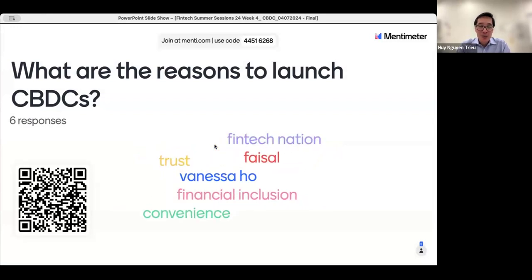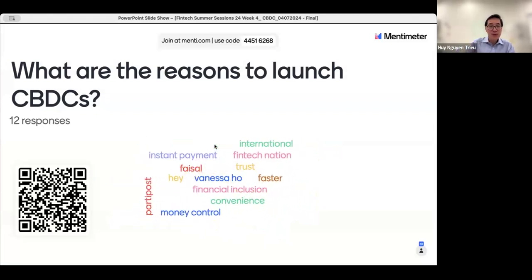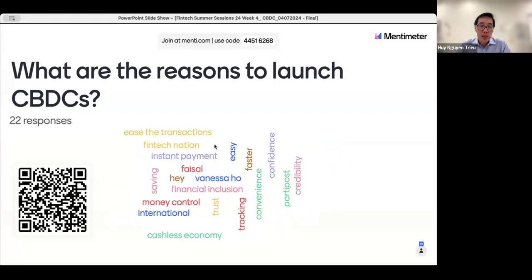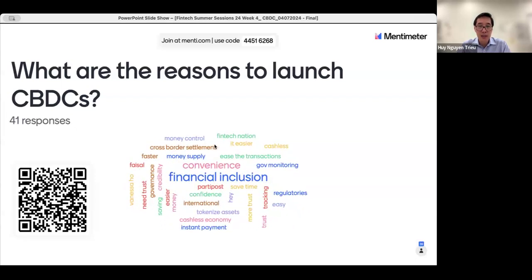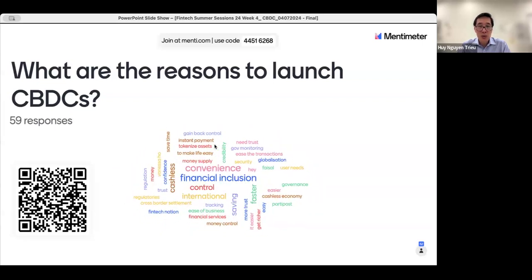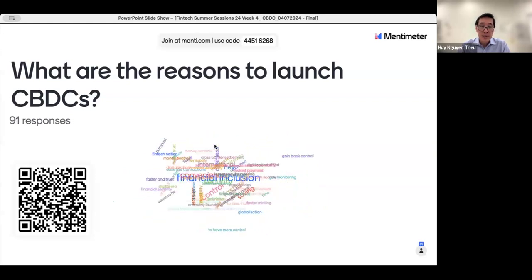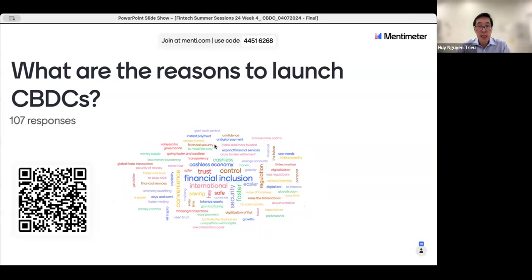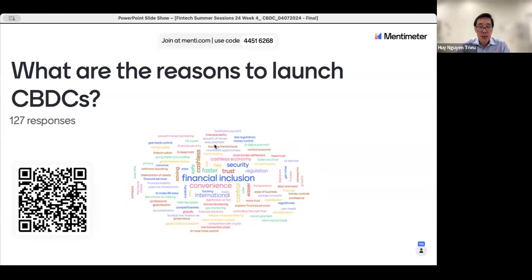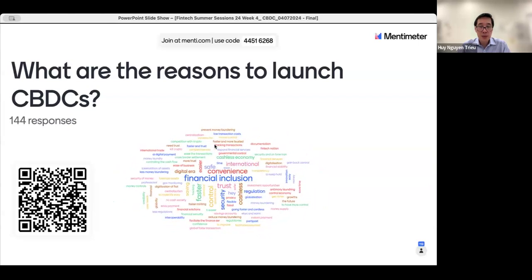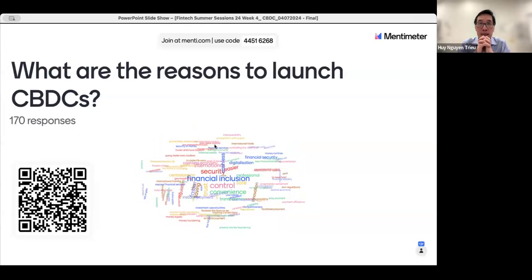I don't know why someone is putting Vanessa, whom I know quite well, who's in Singapore. She's been quite involved in the fintech space. But financial inclusion is definitely one of the reasons for CBDC. Cross-border, it's really good. Convenience, definitely. Faster, international, very good. So I see financial inclusion, which is a really big one. I see cross-border international that comes back quite often also. Cashless, that's a really good point. Convenience, definitely. Regulation, security, that's really good. So I see a few trends here. Continue to put more answers because it's really good. That gives you an idea of what you think of CBDCs.